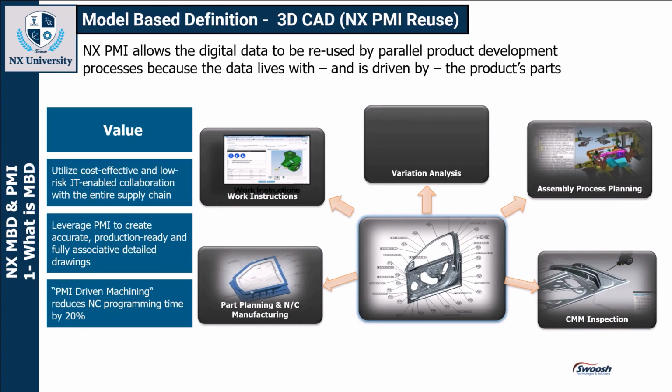Also, we can do assembly process planning, and CMM inspection probing paths can be automatically generated by reading this embedded PMI information on that part. Now, if you look over on the left, you'll see that PMI-driven machining reduces NC programming time by up to 20%. Applying this type of important PMI information or model-based definition to our products, not only is this adding a lot of value to that model, it's also going to be leveraged in these other operations to help you save time downstream as well.